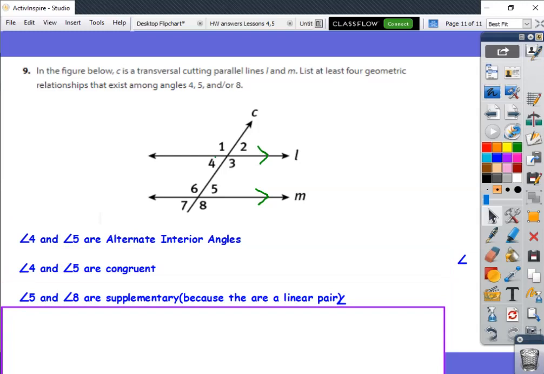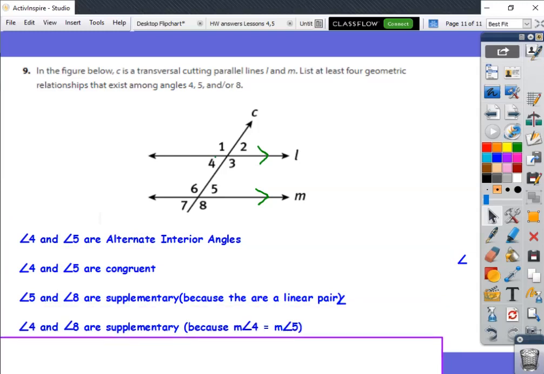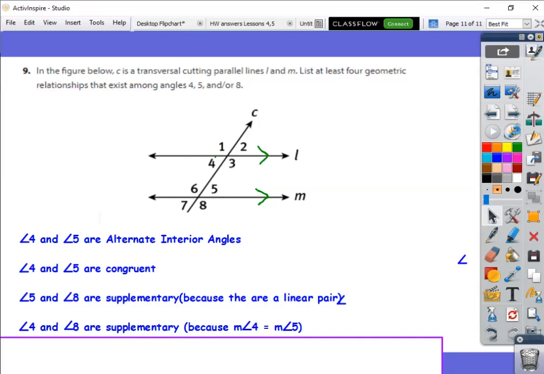And lastly, because 4 and 5 are congruent, instead of saying that 5 and 8 are supplementary, I could also say that 4 and 8 are supplementary by the transitive property. Because measure of angle 4 is the same thing as measure of angle 5, so I can replace the 4 and the 5. So I can say those are supplementary as well.